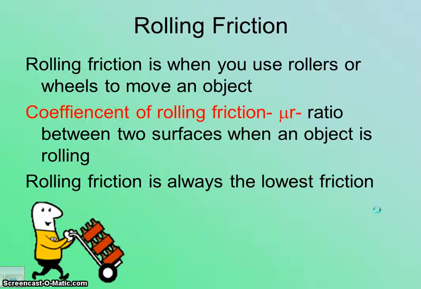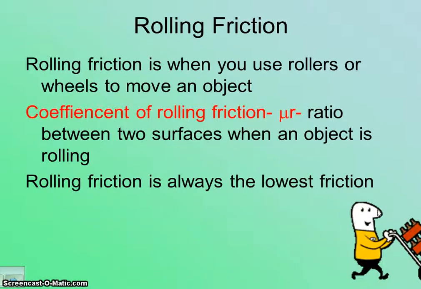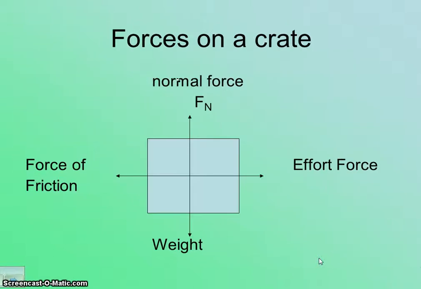Okay, and then we have rolling friction. And the little guy as he wheels the hand truck across the screen there. Basically, he's got the wheels on the hand cart. And again, it's the ratio between two surfaces when an object is rolling. And this is always the lowest friction. This is one of the reasons that we use hand carts. And now it's very common that on your luggage you have wheels to make it easier to pull through airports.